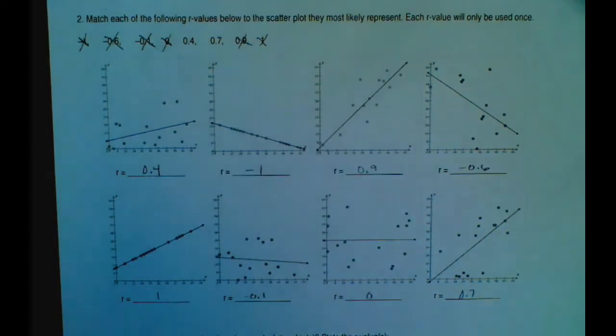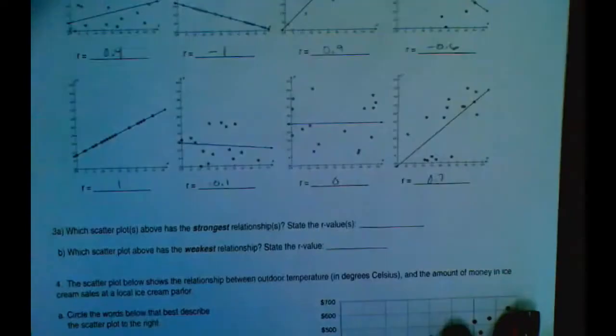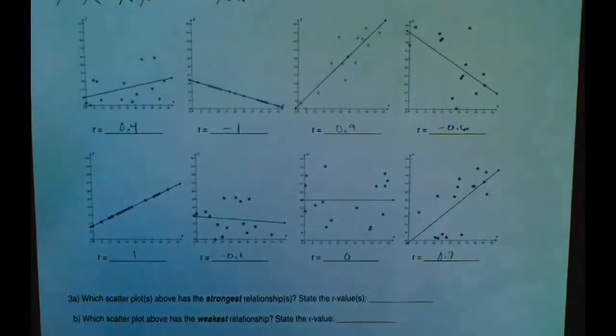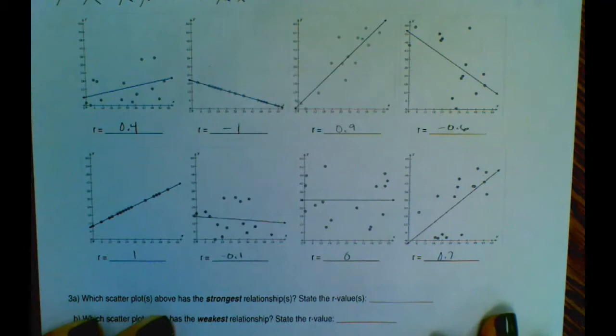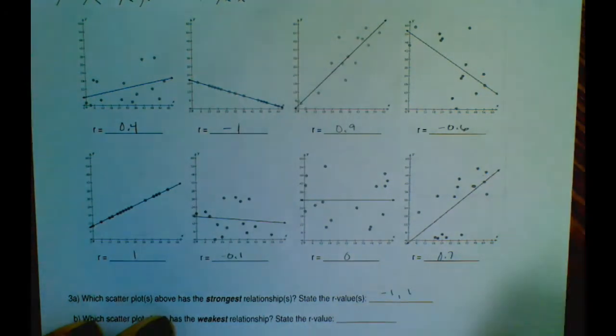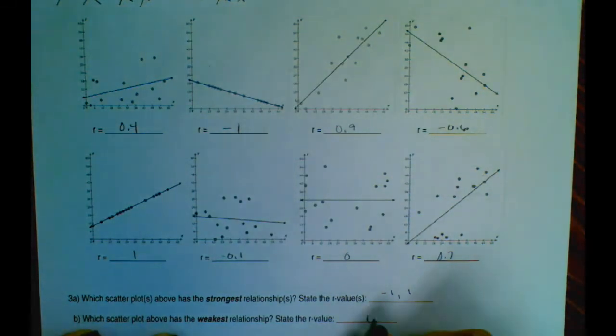Okay, 3A. 3A says, which scatter plots have the strongest relationship? The R values of -1 and 1 are definitely the strongest. And then the weakest is the one that has 0.